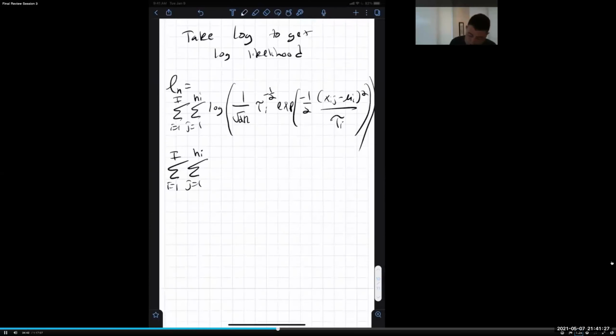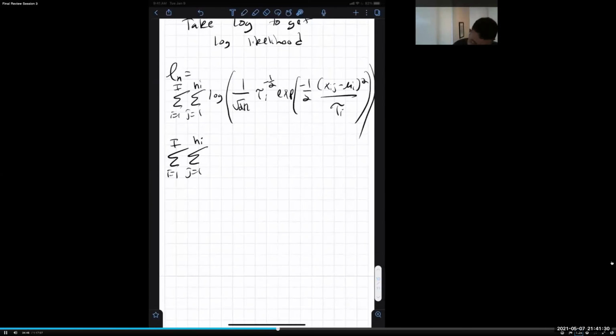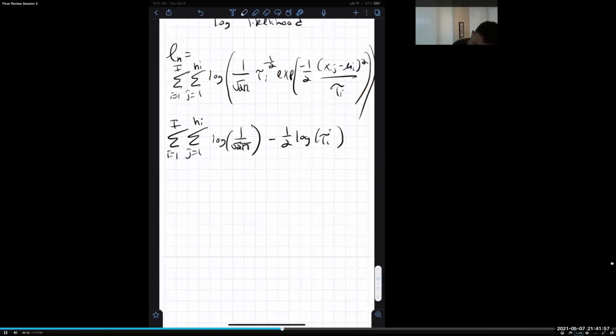Okay. So at this point now, what we can do here is we can essentially split this into three main parts. The first will be this log of the 1 over root 2 pi. The second will be this element with the tau i, and the third will be this, which will have the exponential undone. So this is going to be log of 1 over root 2 pi, which is not going to matter with the derivative, minus 1/2 log of tau i, and then minus 1/2 xij minus mu i squared over tau i. Okay, are there any questions so far about getting here?